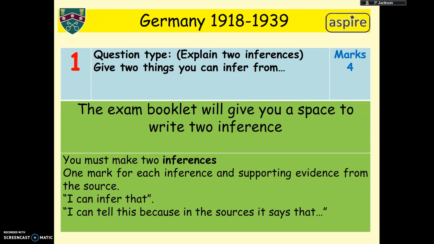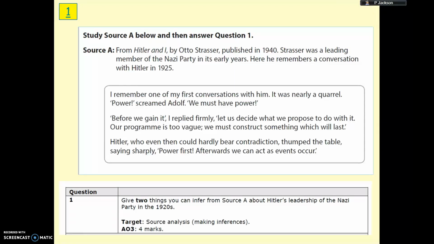Remember, quotes should be like baby crocodiles, short and snappy. So you're going to use a phrase like, I can tell this because in the source it says that, and then include a very brief quote from the source. If it's a picture source, just say what you can see within the source. So this is an example source here.